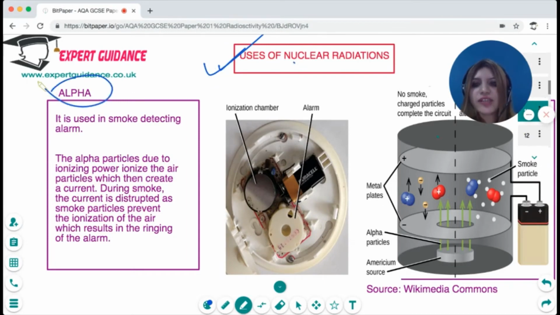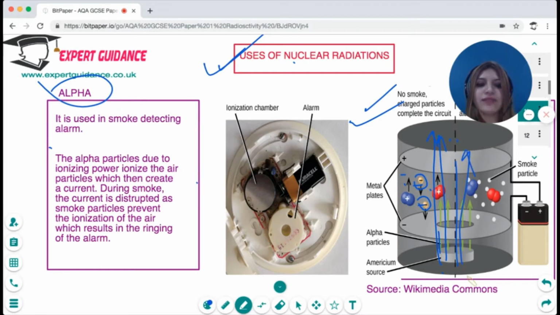Now alpha is used in smoke detecting alarms. Why? How? Now these are alpha particles. You know alpha particles are highly ionizing. Ionizing means they can make anything charged by knocking off the electron. So all the air particles around it become charged because of the ionizing power of the alpha, and there's a current that is constituted in the room because of the ionization of the air particles by the alpha particles.